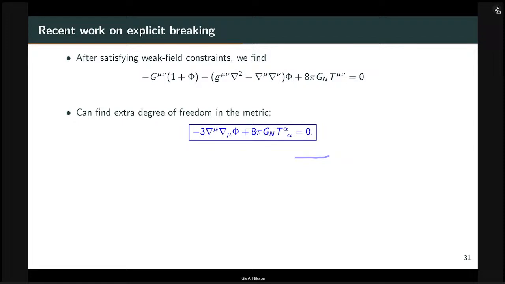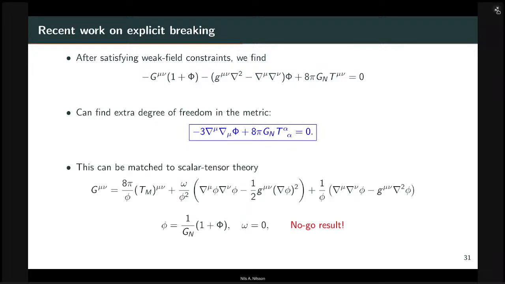How do we do that? Well, you realize that these two equations here are exactly scalar-tensor theory. It's exactly Brans-Dicke theory, which you already kind of knew because this is a scalar type interaction. And if you perform the match between our construct and scalar-tensor theory, you find that this coupling constant omega, which exists in scalar-tensor theory, has to be 0.